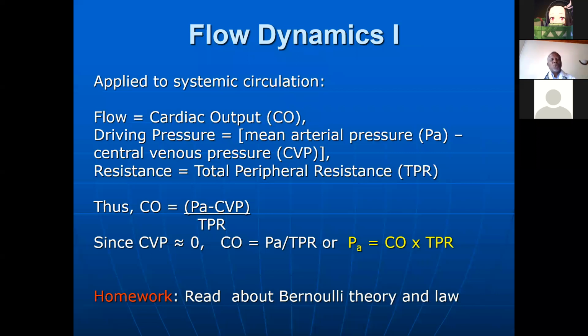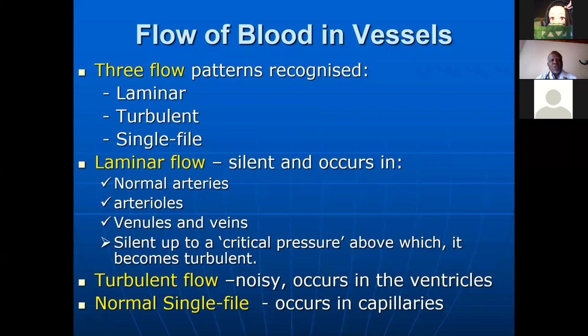We'll then move to look at another aspect that will allow us to understand the behavioral flow of blood in vessels by looking at 3 different flow patterns, namely laminar flow, turbulent flow, and single file flow. Laminar flow usually is described as flow that is silent. And this is what happens in a vast majority of the vessels in the cardiovascular system. That's the reason why when you're seated in any quiet room, you do not hear the circulation noise through the vascular system next to you. It's because, generally speaking, the flow is silent.